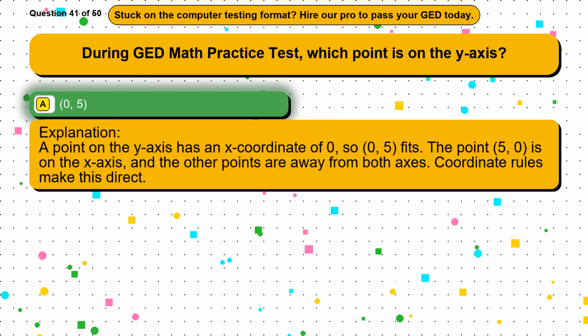A point on the y-axis has an x-coordinate of 0, so (0, 5) fits. The point (5, 0) is on the x-axis, and the other points are away from both axes. Coordinate rules make this direct.